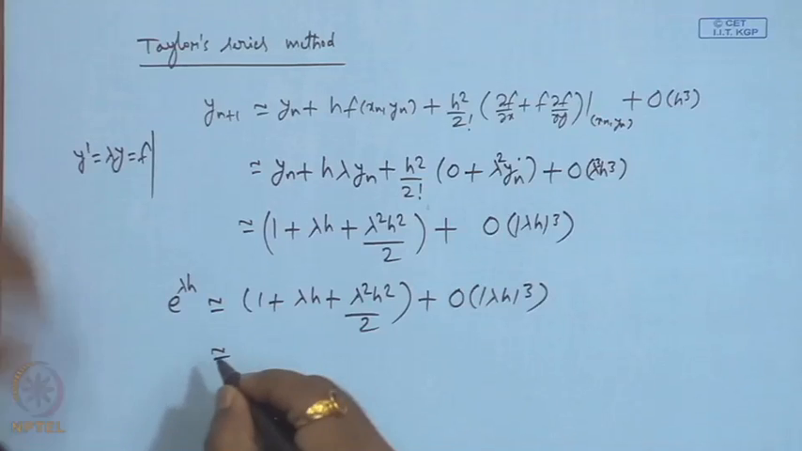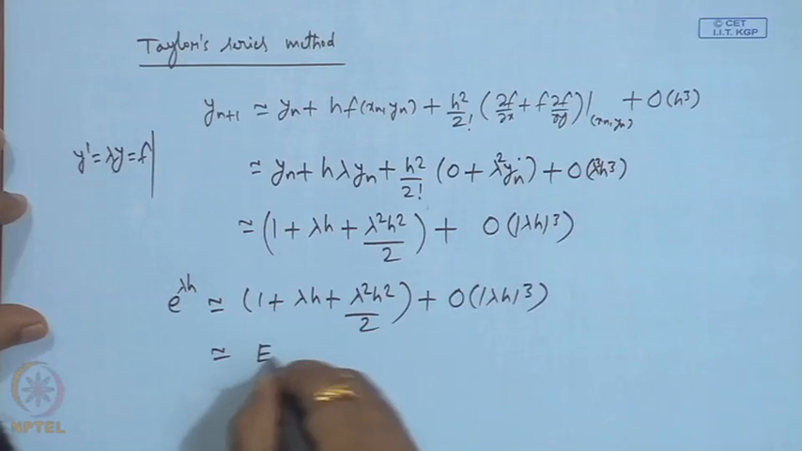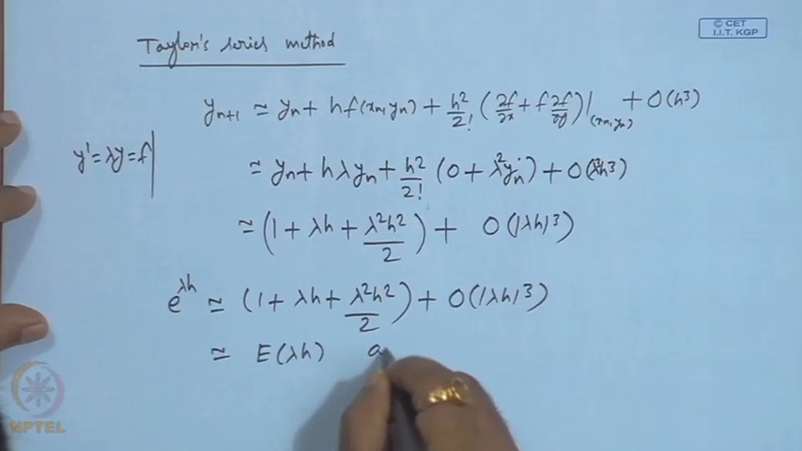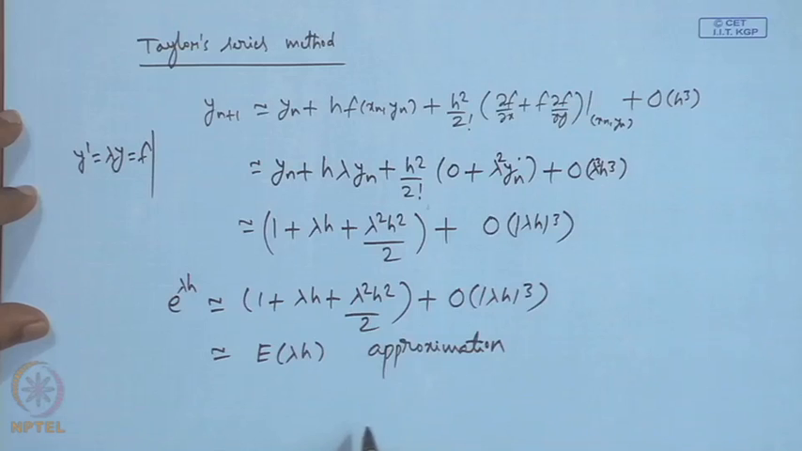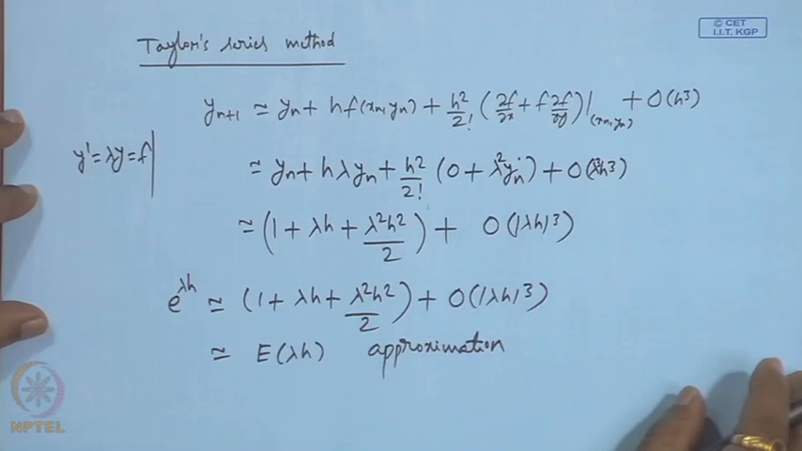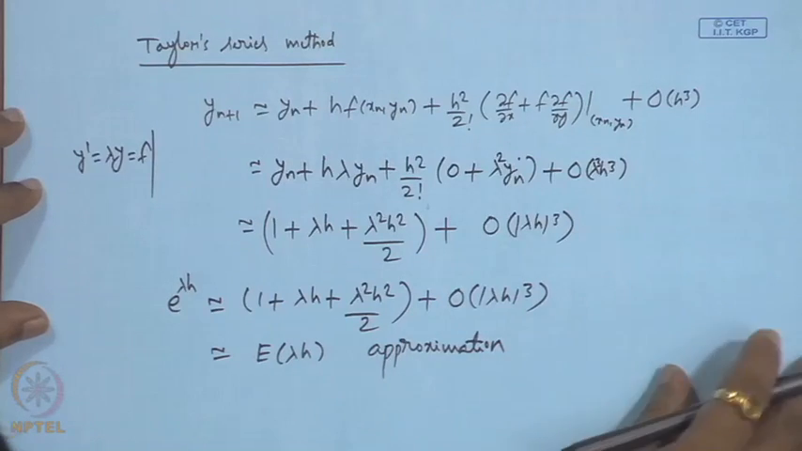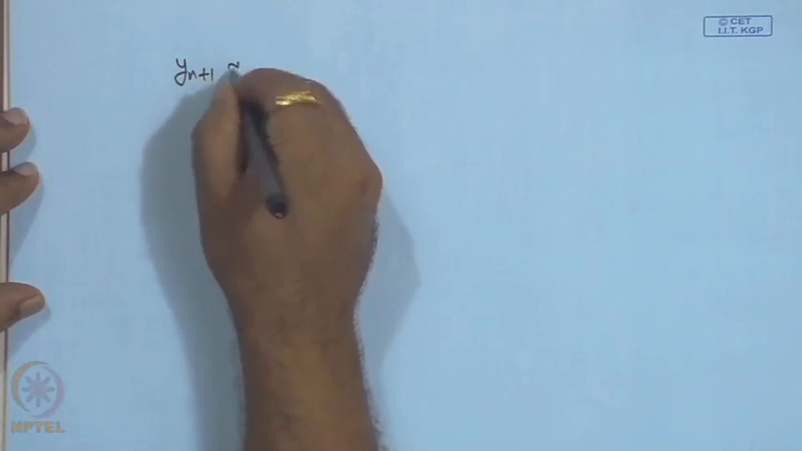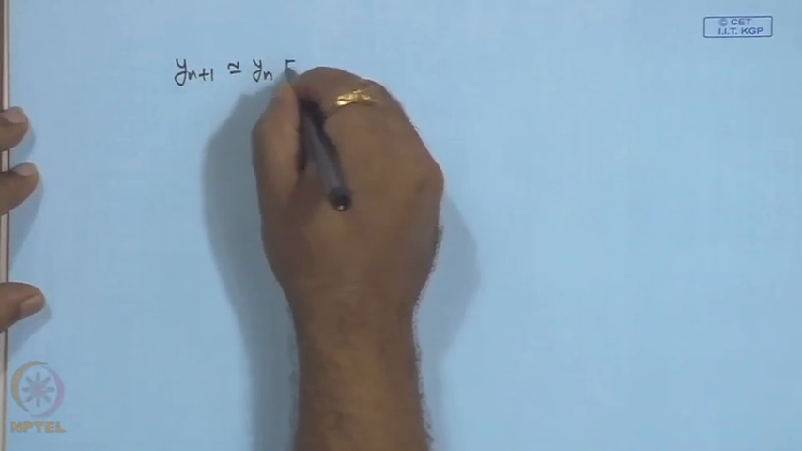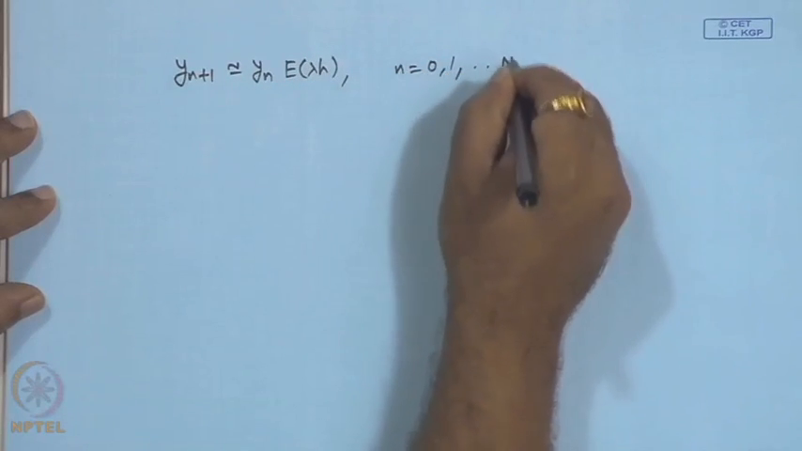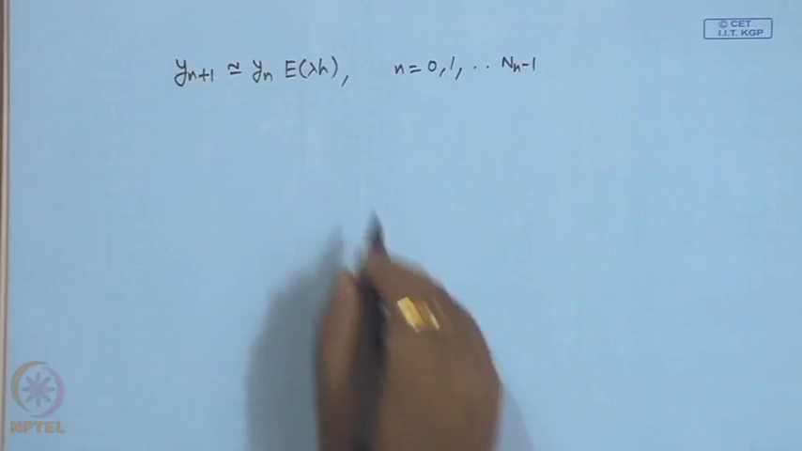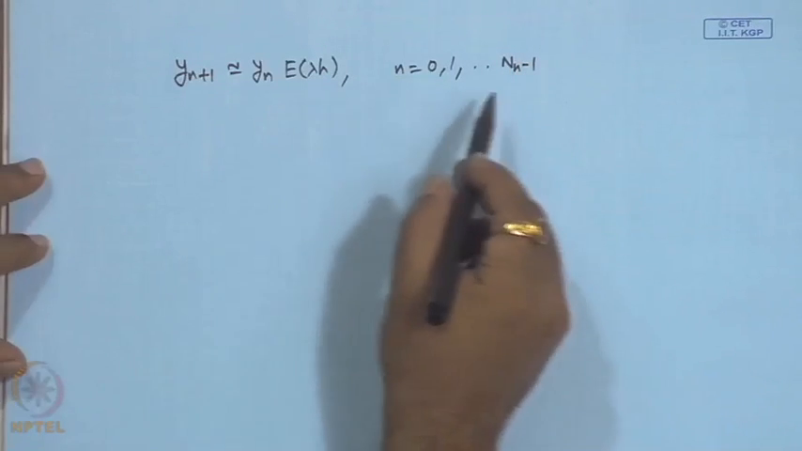So, let us call this approximation. So, that means given y n, the approximation is as follows. So, this is what is happening. Okay.